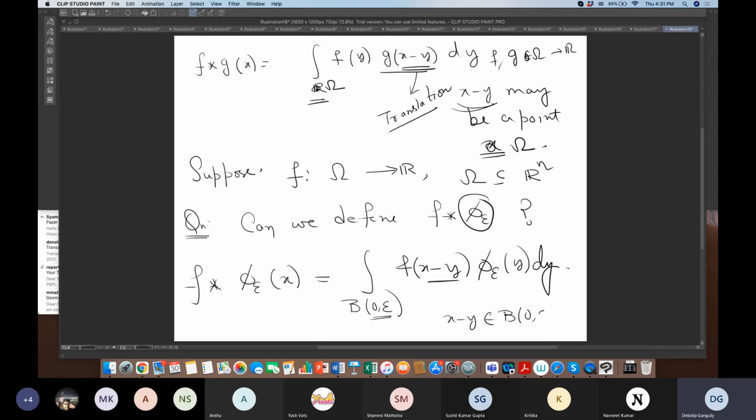In other words, I need y to be in B_x epsilon. To make sense, x minus y should belong to B_0 epsilon. That means y should belong to B_x epsilon. Yes or no? Right?